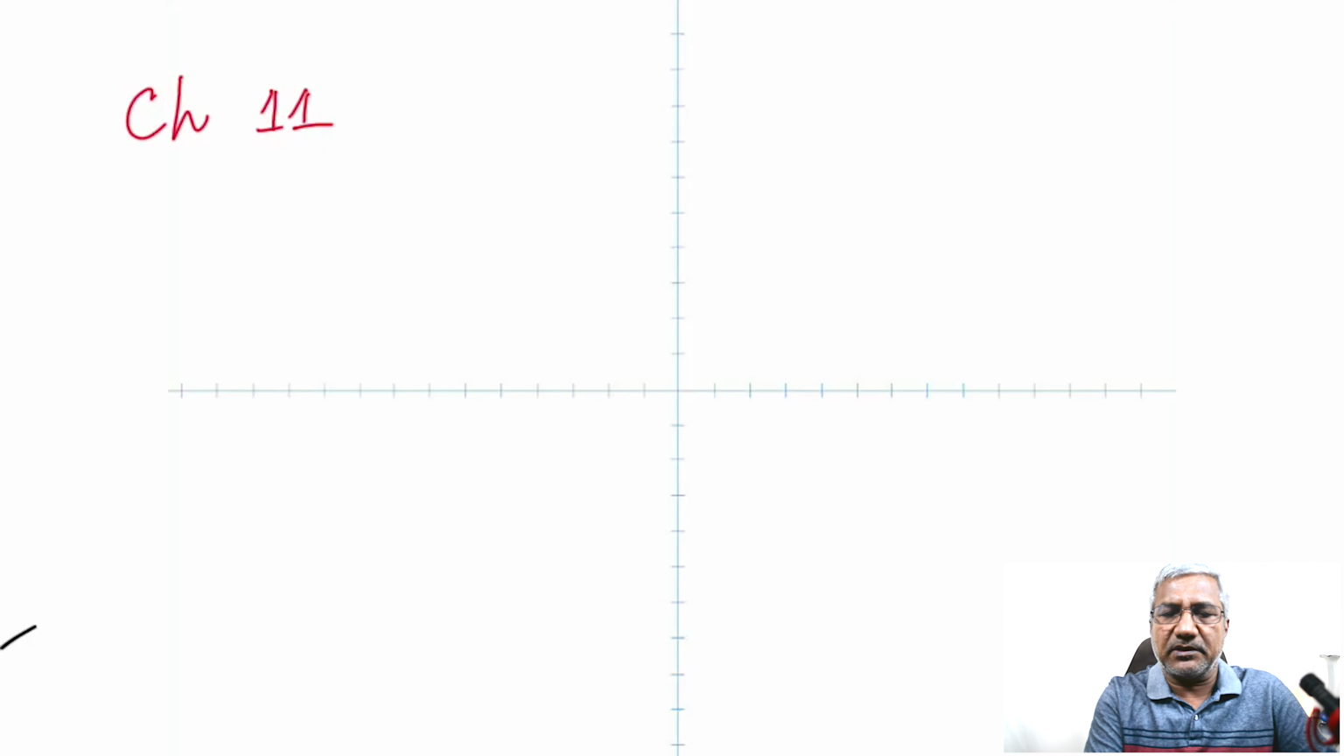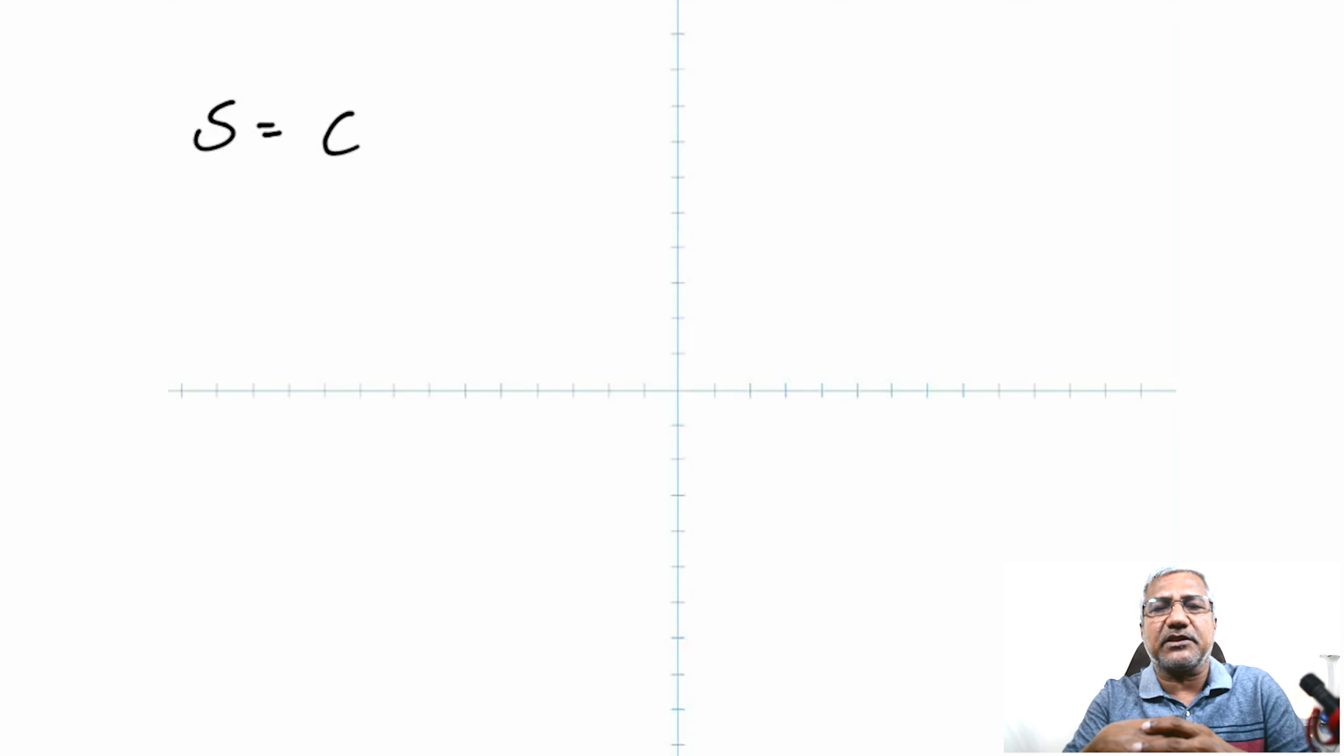So momentum of an object that moves in a straight line is called linear momentum, and the momentum of a rotating object is called angular momentum. That's the difference. And we will look at the relation between them.